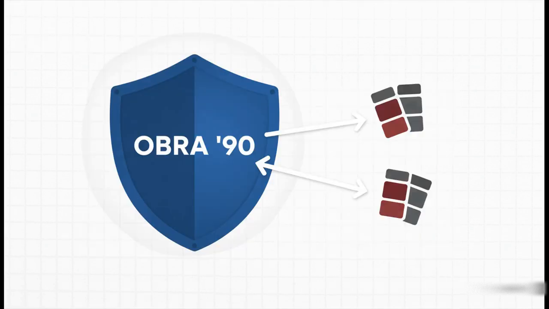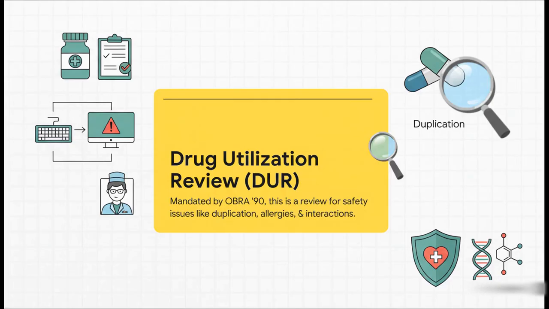So, what's our main defense against this? Well, there's a huge safeguard built right into how pharmacies work. And it all comes from a major piece of federal law. And that law is OBRA 90. You're going to want to remember that name. It legally requires something called a drug utilization review, or DUR for short. This is that mandatory safety check the pharmacist does.